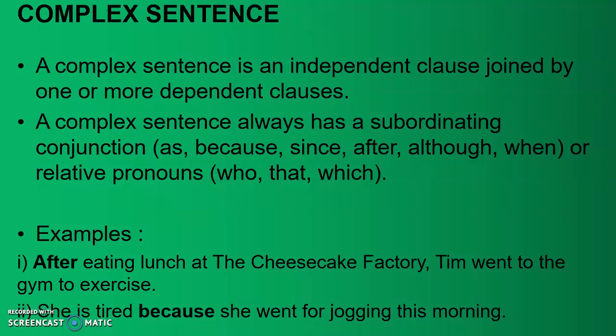Second example, she is tired because she went for jogging this morning. The same rule would apply for the second example as well for us to prove that this is a complex sentence. She is tired, I can put a full stop there and it would be an independent clause. But if I start the sentence from because she went for jogging this morning, then automatically this part of the sentence becomes a dependent clause. Therefore, with the help of the subordinating conjunction there, the whole sentence is now a complex sentence.